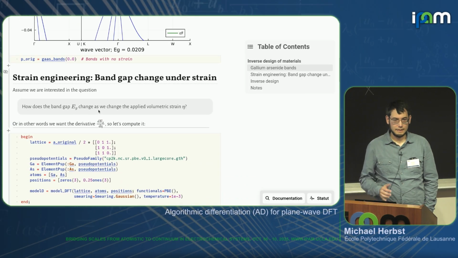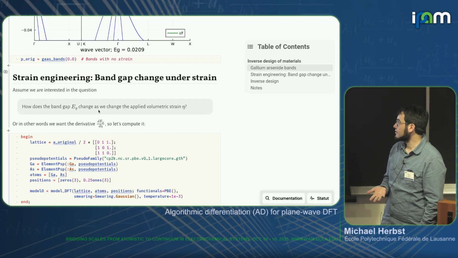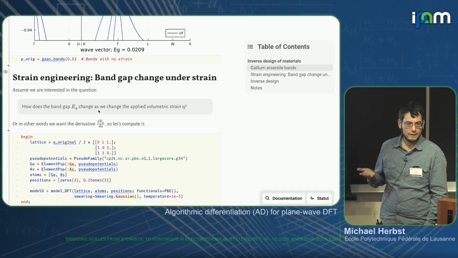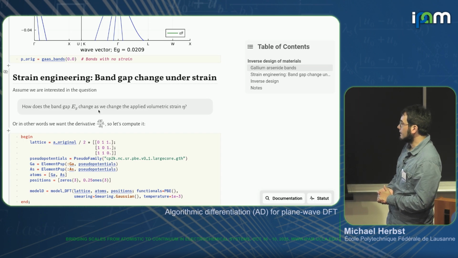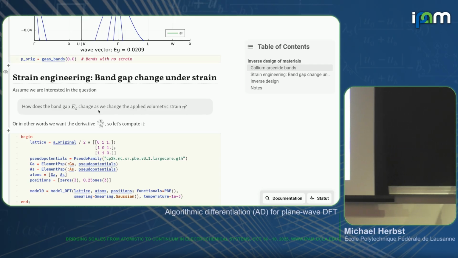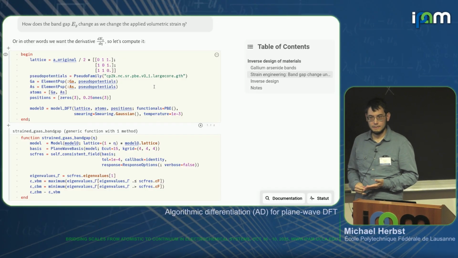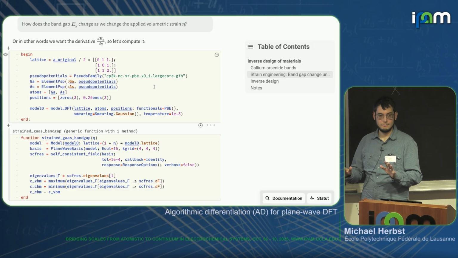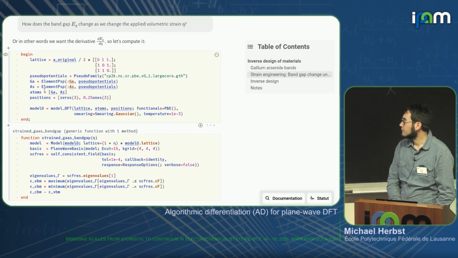Now, the question that we would like to understand is strain engineering. So how does my band gap change under an applied strain? I'm not being very fancy here. I just use a volumetric strain, so I'm just compressing and expanding the unit cell. And essentially what is relevant is this derivative of the band gap with respect to the strain parameter. So what we do here is we code up a function that computes the band gap from the strain, and then we will use the algorithmic differentiation tools to compute the derivative. That's essentially the strategy here. So we set up a standard FCC lattice. We use some pseudopotentials. We set up gallium arsenide with the pseudopotentials.